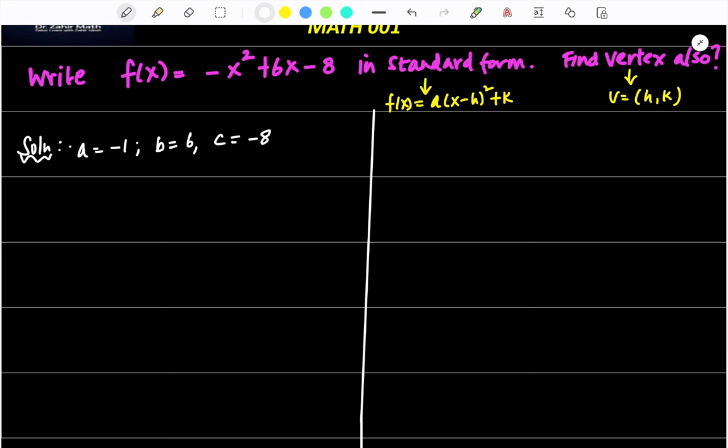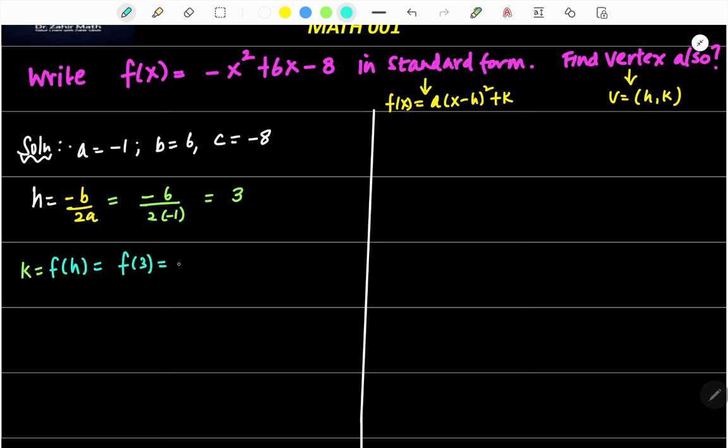So we are going to find what? h. h is equal to what? Minus b by 2a. Minus b by what? 2a. This is equal to minus 6 divided by 2 into minus 1. So which is equal to what? 6 divided by 2, which is equal to 3. What is k? k is f of h. So which is f of 3.